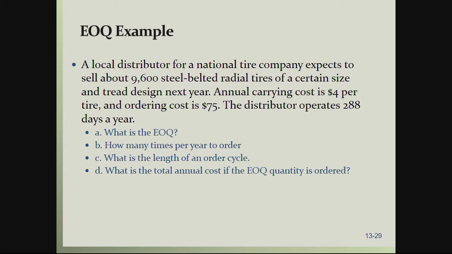Now, part D is pretty straightforward. You just plug into the total cost function formula, TC. Q you already get from part A. Q divided by 2 times H, plus the 16 orders per year, 9,600 divided by 600. Part D. Okay, Dino already finished part D.